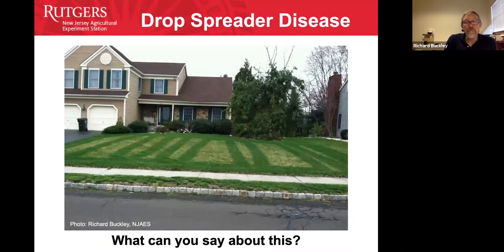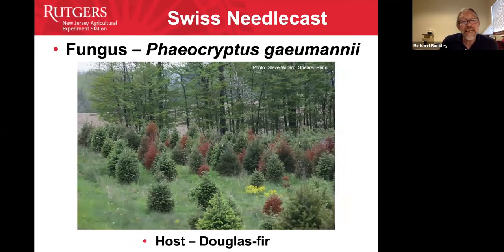This is what we call drop spread or disease. This is the client that went to the big box store and got the spreader, and it's a drop spreader, and it says set it on four. He puts the bag of fertilizer in, sets it on four, and stripes the lawn, right? There's an application pattern. It's clearly an abiotic stress, right? You look at something like this. It's a Christmas tree grower with Swiss needle cast. And note that the brown trees are randomly distributed in that stand of trees.